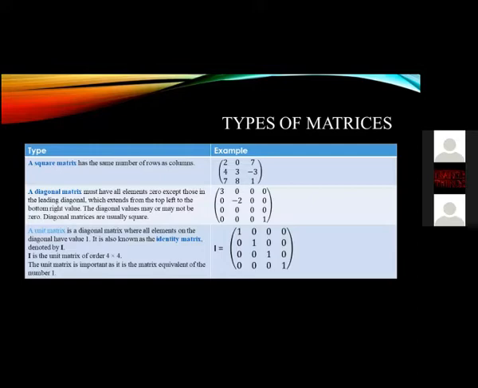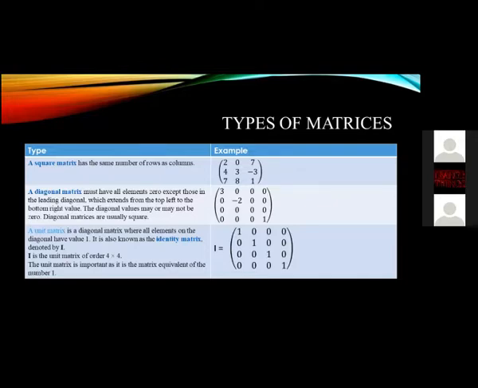Types of matrices. There's a square matrix that has the same number of rows and columns, and a diagonal matrix that must have all elements 0 except those in the leading diagonal, which extends from the top left to the bottom right value. The diagonal values may or may not be 0. Diagonal matrices are usually square.